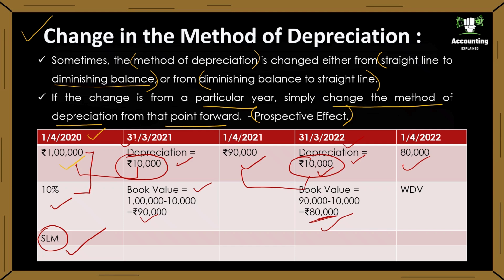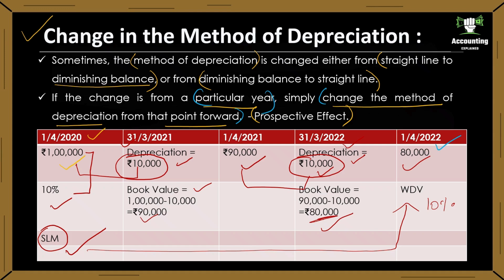And on 1st April, you have decided to change the method of depreciation from straight line to WDV method, and you are going to charge depreciation at the rate of 10%. Now you have to see this point. If the change is from a particular year, simply change the method of depreciation from that point forward. So the change is from 1st April 2022.